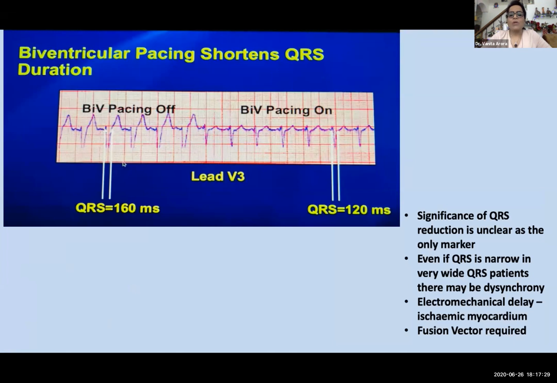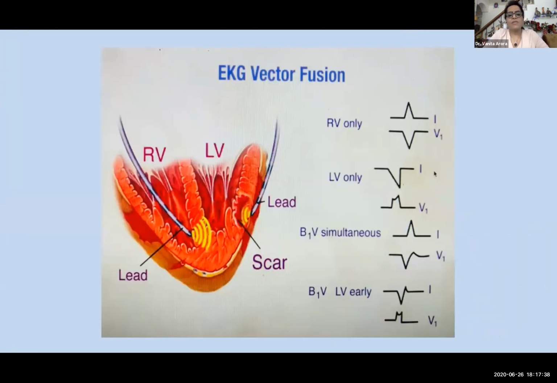So what is the outcome here? How can we help these patients? The most important factor is to look at the fusion vector, and I'm just going to explain what the fusion vector is. See these leads, we are pacing from the RV lead alone. We are looking at the complex in lead 1 and in V1. We are pacing from the LV lead, which is close to the scar. And here, this is lead 1, and this is V1.